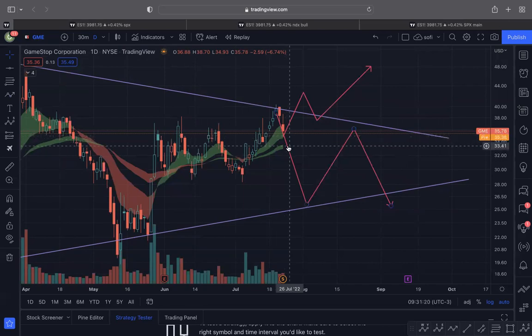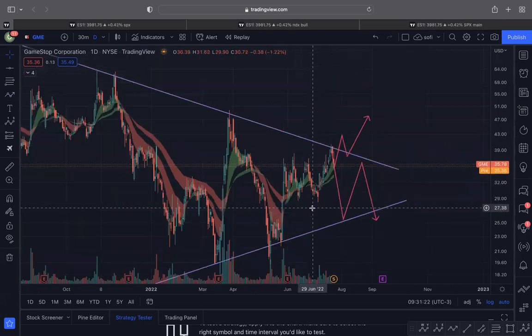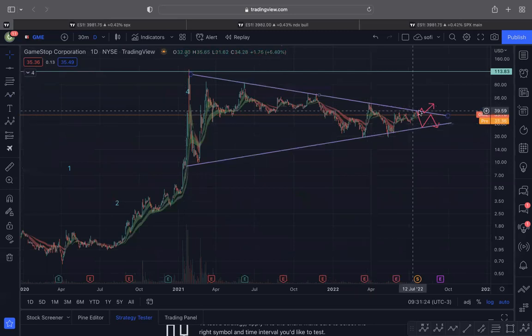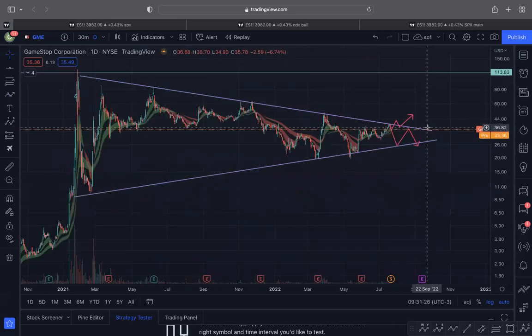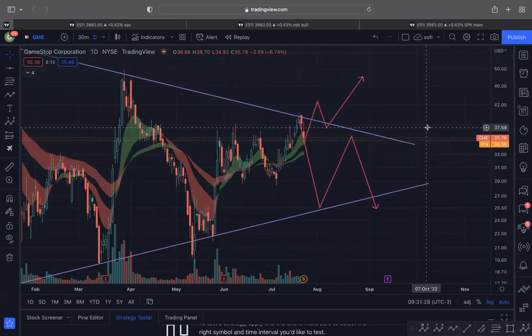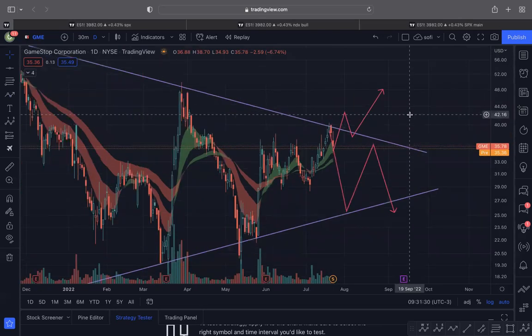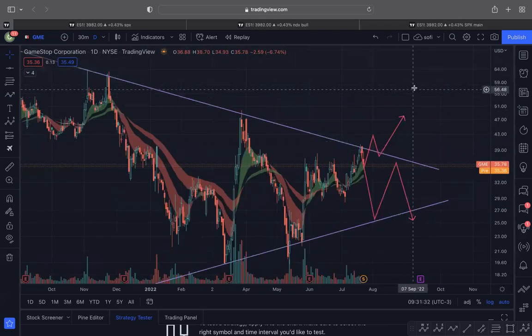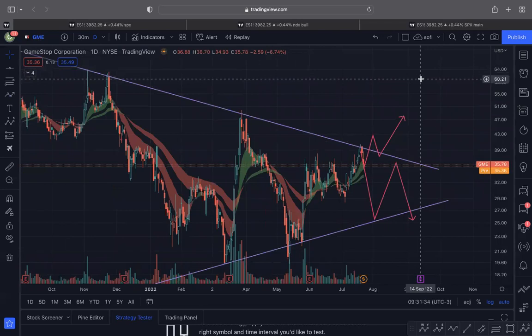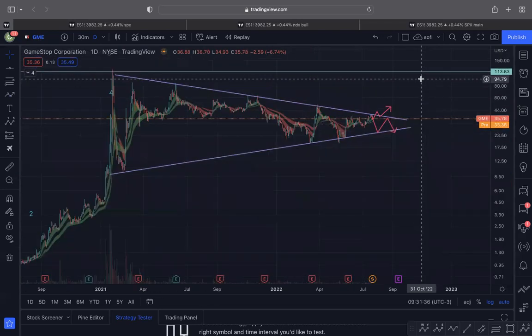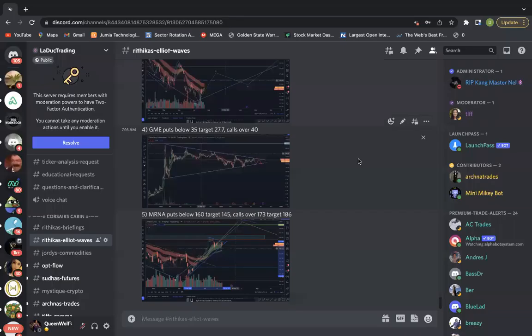If it does, then I think we could test the bottom of this channel. Again, you can see we're just kind of sideways in this triangle. So that is something I am watching for GameStop. Obviously, if we do break out of this downtrend, then GameStop is likely to have a large move. So that is something you can keep an eye on as well. That's all I have for GameStop on this week's watch list.